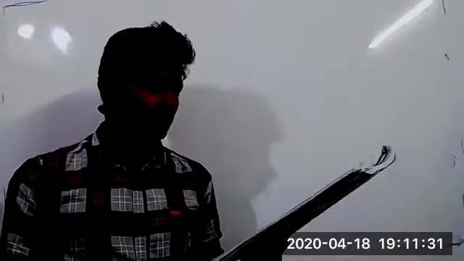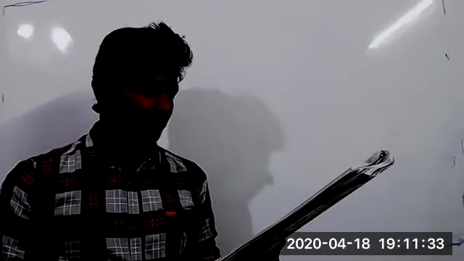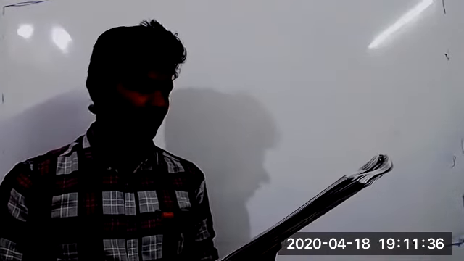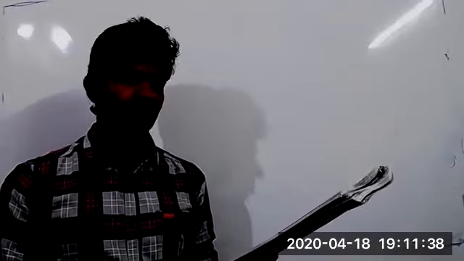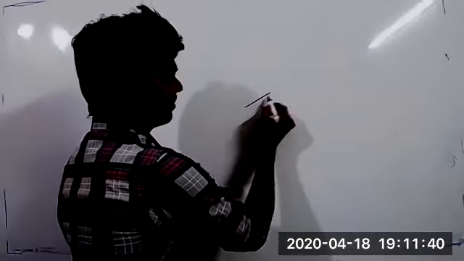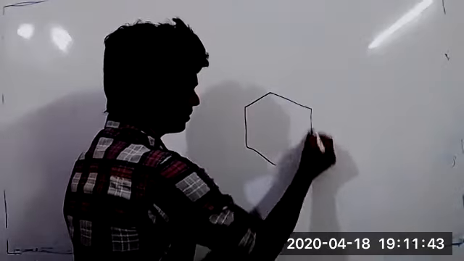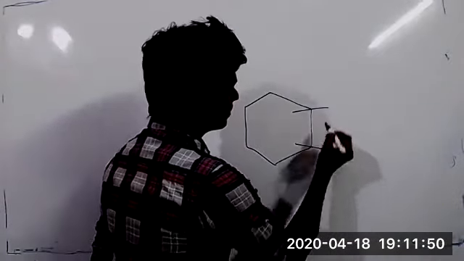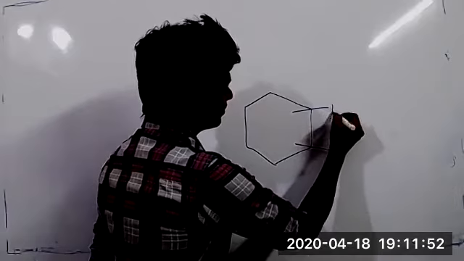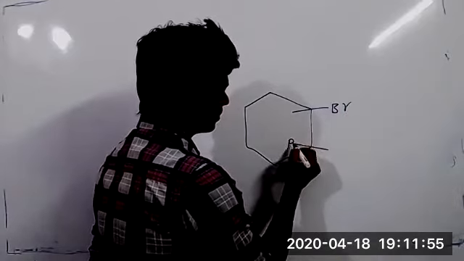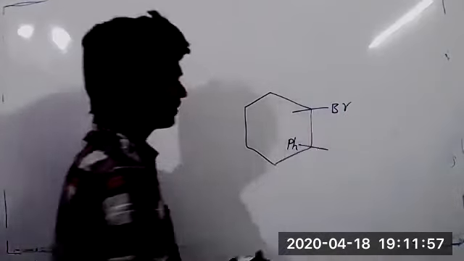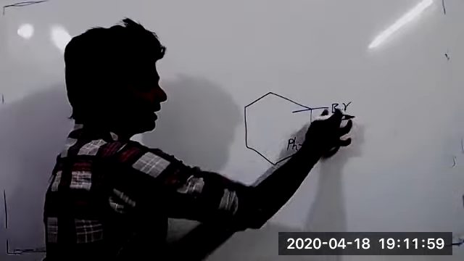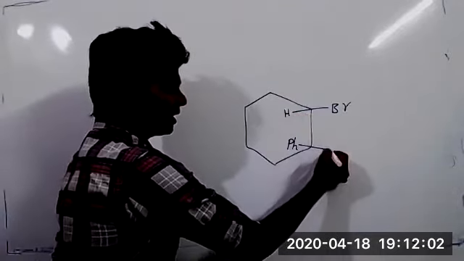Next, 51. Trans 2-phenyl 1-bromocyclopentane on reaction with alcoholic KOH produces. Very important. Listen to this question carefully. Trans 2-phenyl 1-bromo. Both are trans to each other. Here a hydrogen atom is there, here also a hydrogen atom.